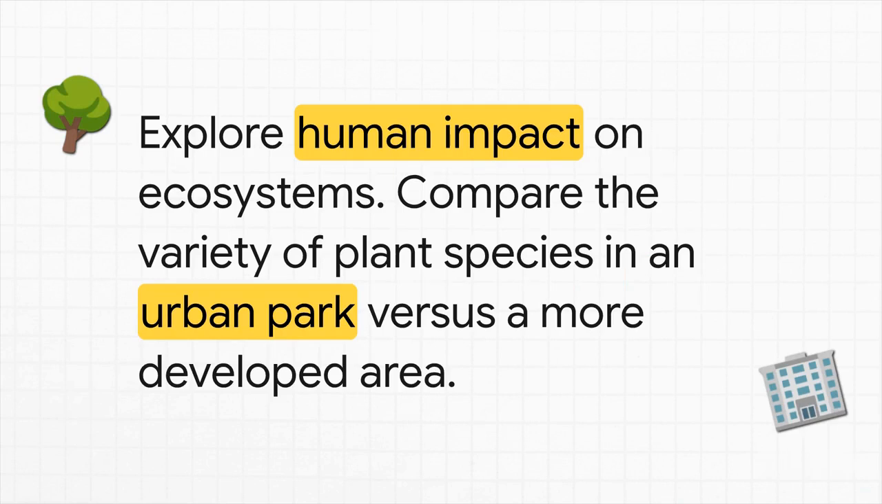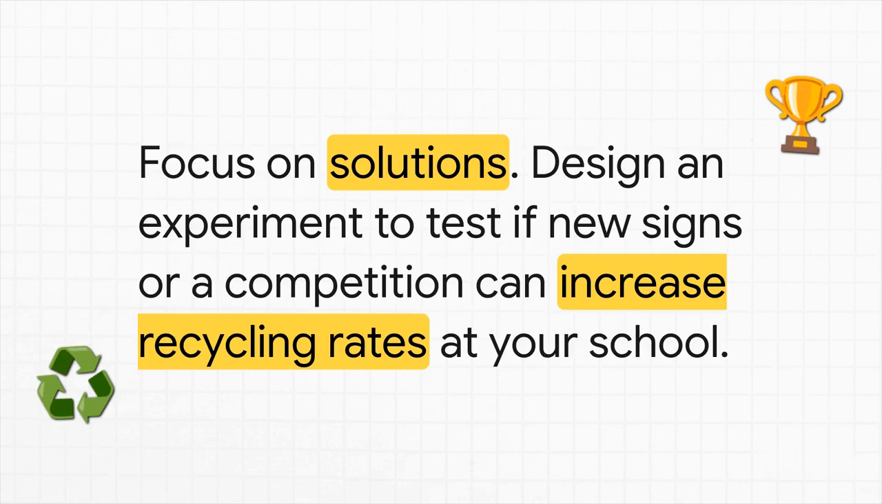Or maybe you're more interested in how human activity is changing the local ecosystem. You could, say, compare the number and variety of plants you find in a local park versus a super developed urban area right next to it. This lets you tackle a huge theme like habitat loss, but on a scale you can actually see and measure for yourself. Here's another great angle. Focus on solutions. You don't just have to measure problems. You can actually test ways to fix them. For instance, you could run a little experiment right at your school to see if putting up new signs or starting a competition could get more people to recycle. It's practical, it's positive, and it's solution-oriented.